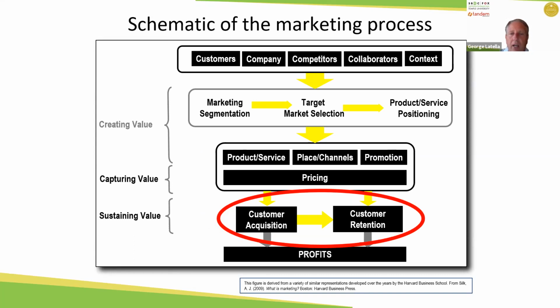And then many of you that have business classes either in high school or undergrad, maybe have heard of the 4 P's of marketing. And that's product, price, promotion, and place. But ultimately, which is why we're here tonight, we have to get customers. That's called customer acquisition. We have to retain customers. That's called customer retention.